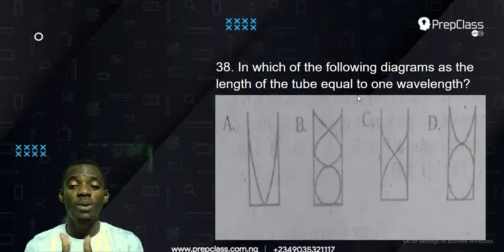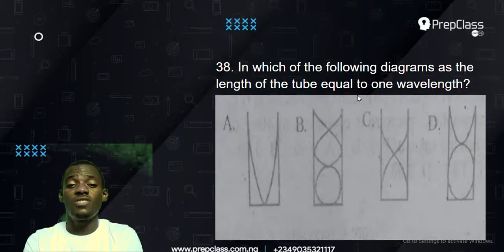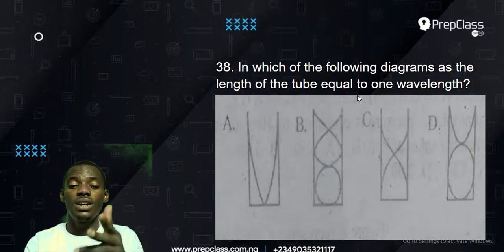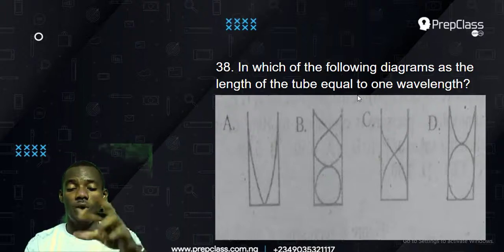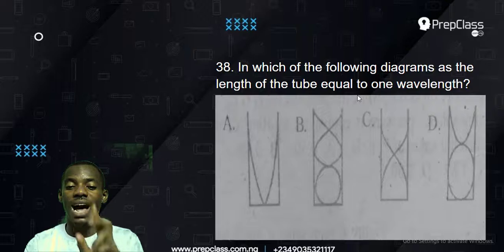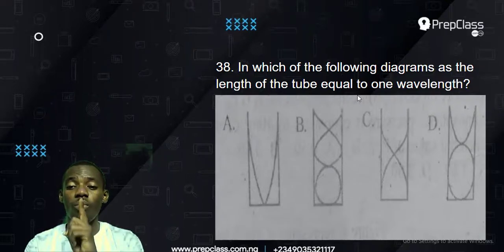From the drawing, you can always know. It's very easy. It's what anybody can do, even a baby can do. A is half. It's not a complete circle. B is 2 circles and a half. That's 2 and a half. C is half and half. That's 1, and that's the one I'm looking for, 1 wavelength. Then D is 1 and a half.